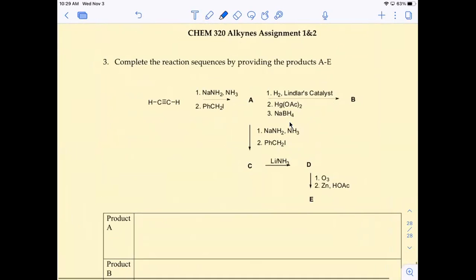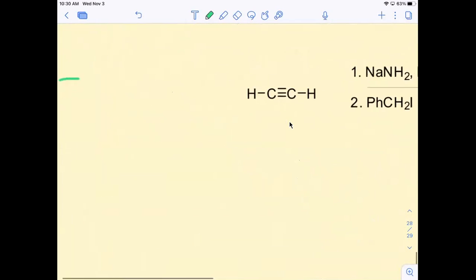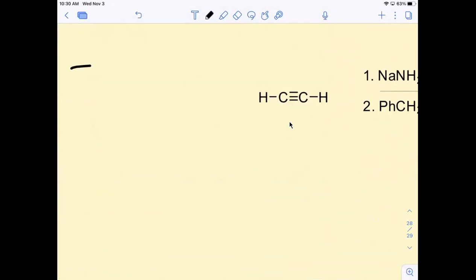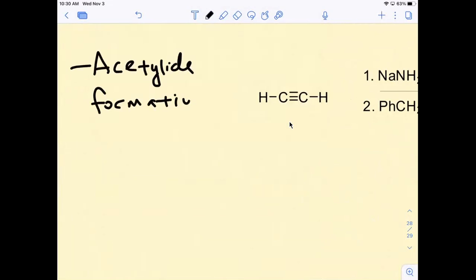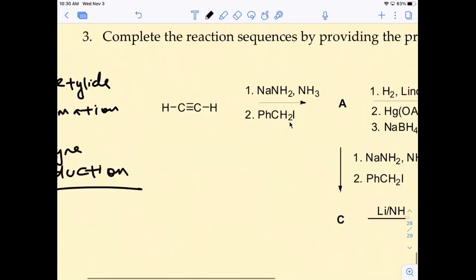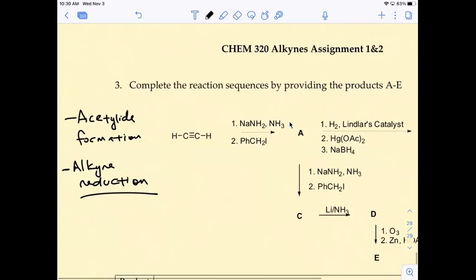One of them is acetylide formation. You should have seen that in the video. And then the other is alkyne reduction. All right, so let's start out with the acetylide formation. So let me just copy this one reaction right here to explain this. Put this on a different page.